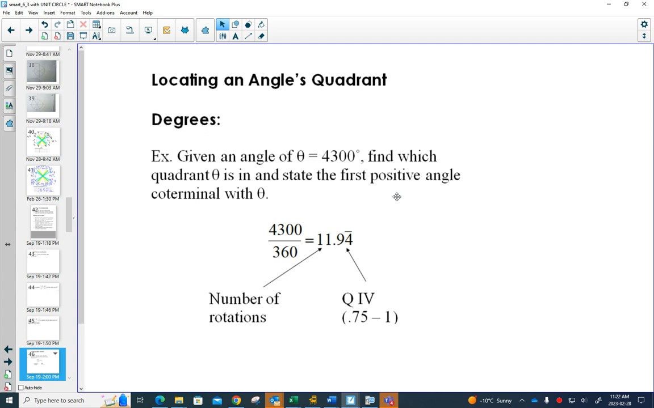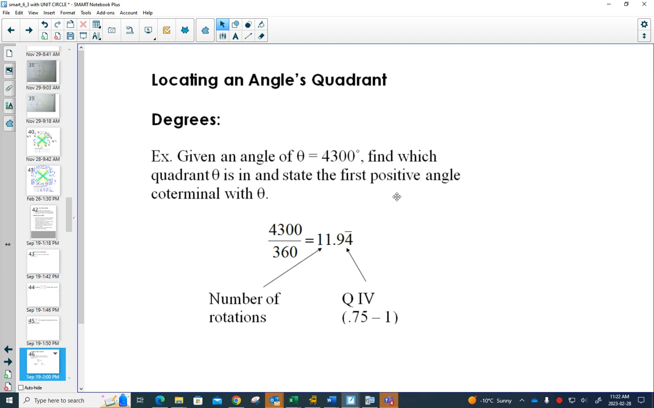So one of the things we have to do is, when we see a big angle like 4,300 degrees, we want to find out: what's its reference angle? What quadrant is it in? What is it coterminal with? These will be things that we'll be thinking about and figuring out today.